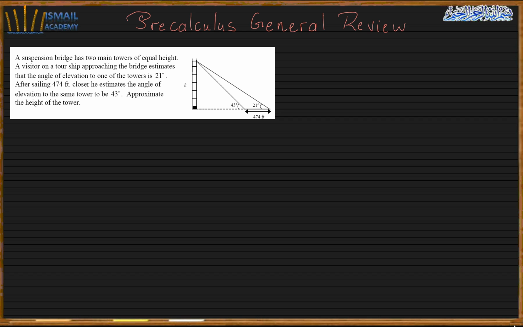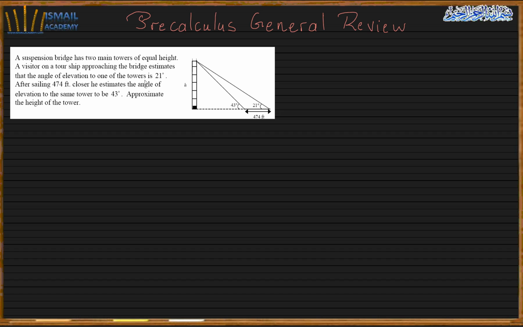A suspension bridge has two main towers of equal height. A visitor on a tour ship approaching the bridge estimates that the angle of elevation to one of the towers is 21 degrees. After sailing 474 feet closer, he estimates the angle of elevation to the same tower to be 43 degrees. Approximate the height of the tower.